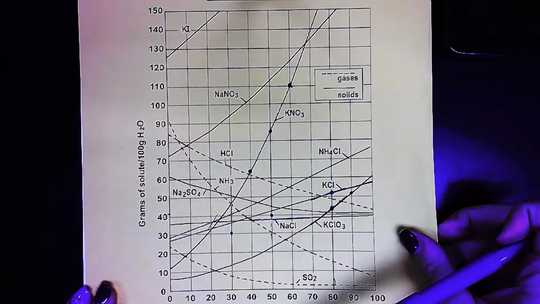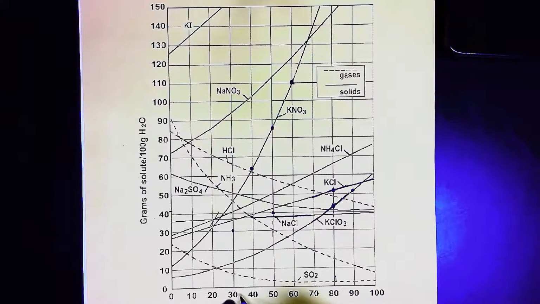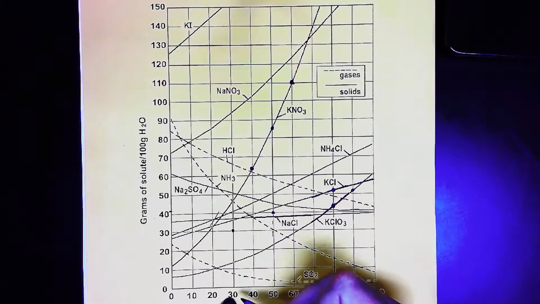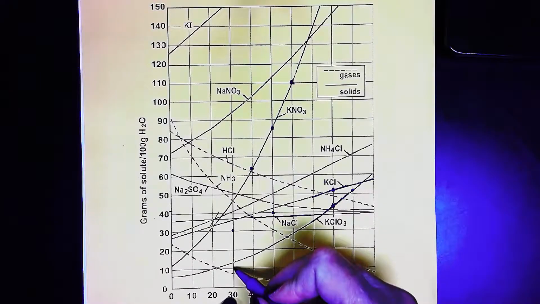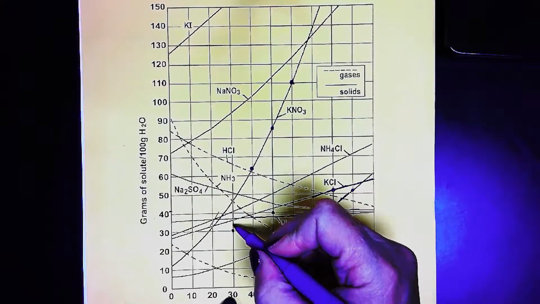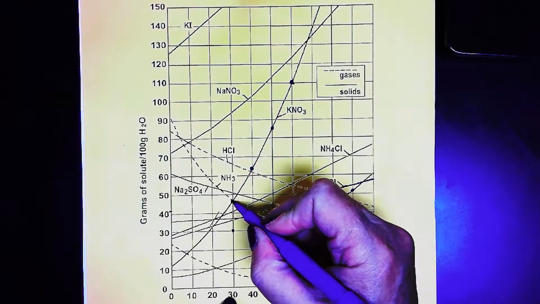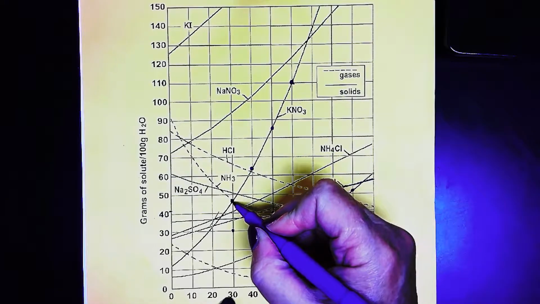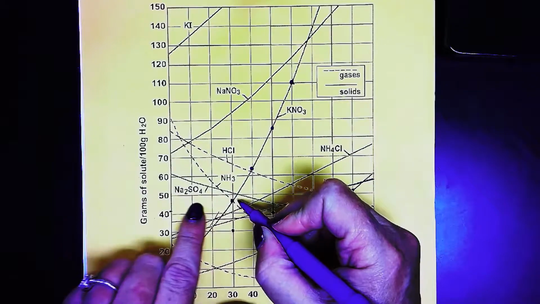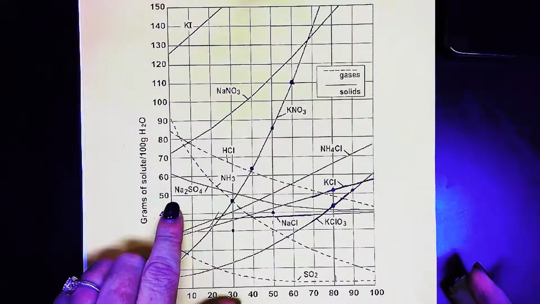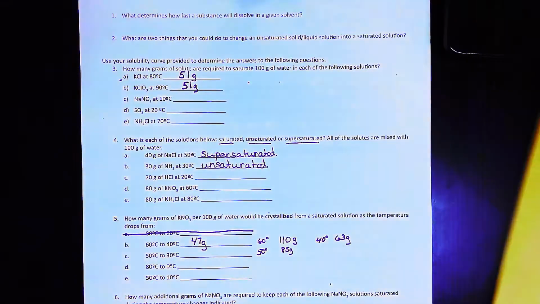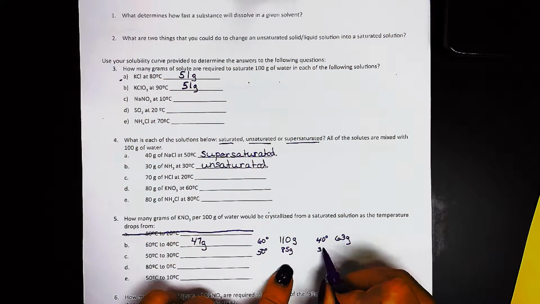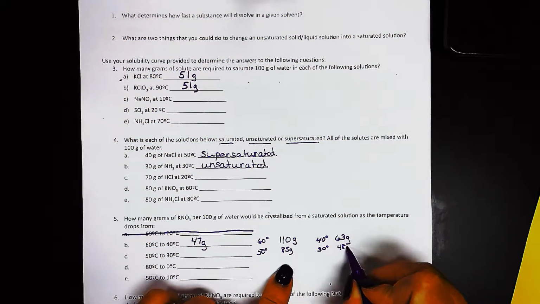So we need to now see what it is at 30 degrees Celsius. Again, I'm going to find 30 degrees Celsius on my solubility curve, and I'm going to go up until I find KNO3, which happens to be right here. So at 30 degrees, if I go over, I'm going to say maybe 48 grams. So at 30 degrees, 48 grams.